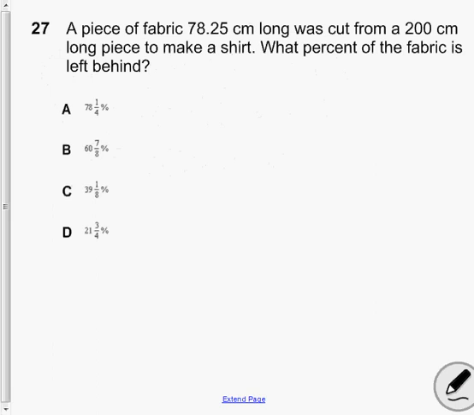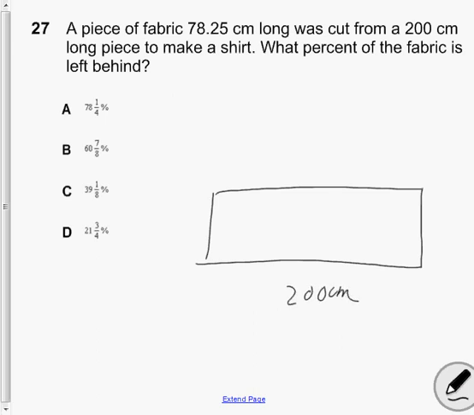Question 27. A piece of fabric that is 78.25 centimeters long was cut from a 200 centimeter piece of fabric. So there is a 200 centimeter piece of fabric, and from that, I'm going to cut off a 78.25 centimeter piece. What percent of the fabric is left behind? So what percent of the original 200 centimeters is left behind?